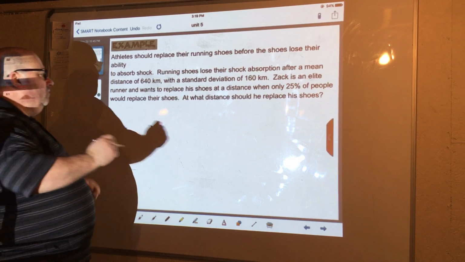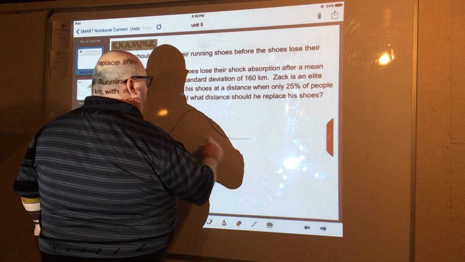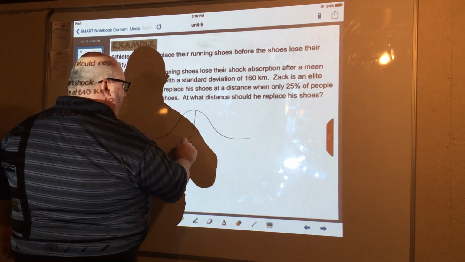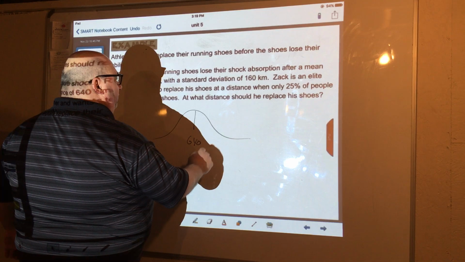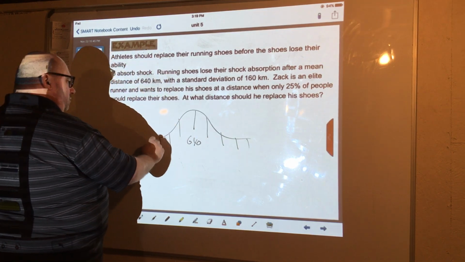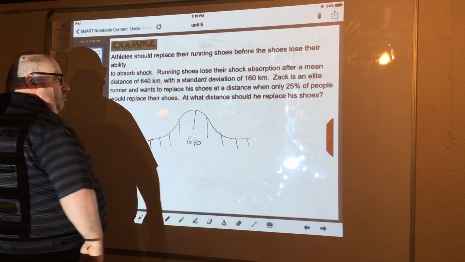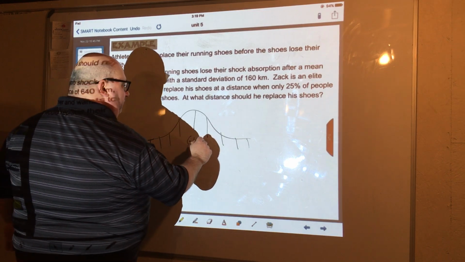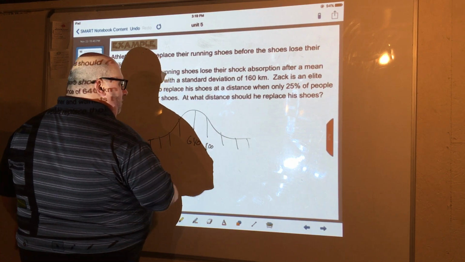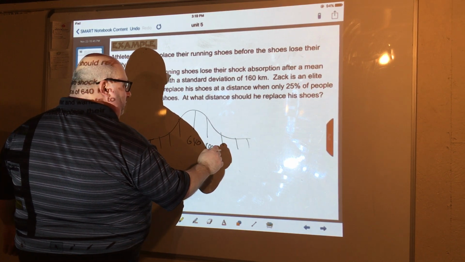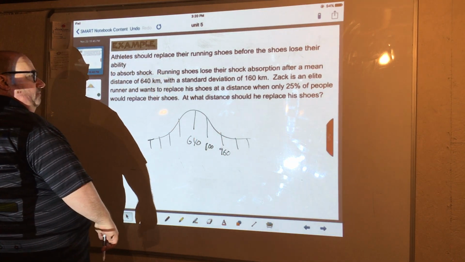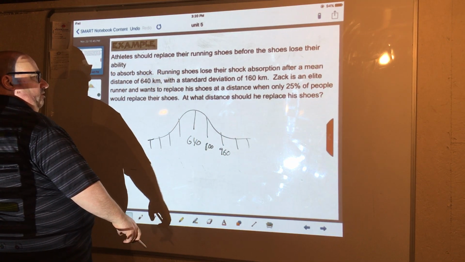Here's our normal distribution curve with a mean of 640 and a standard deviation of 160. So 640 plus 160 is 800. Another 160 would be 960. And going the other way, 640 minus 160.